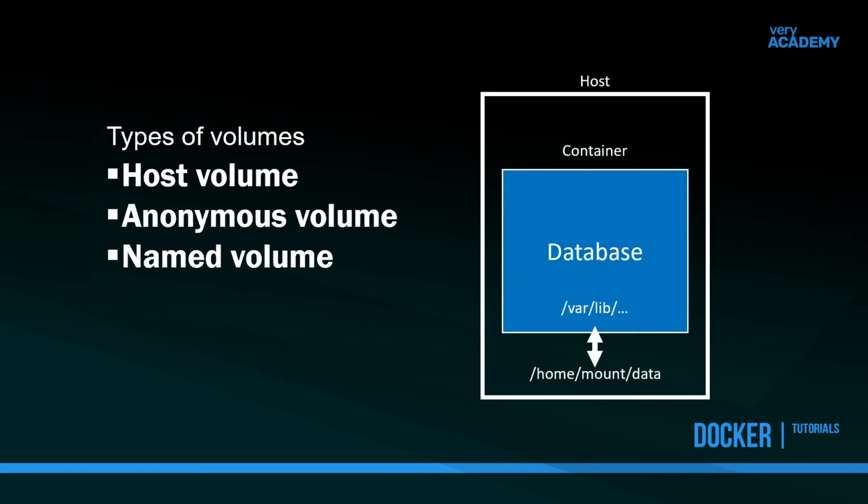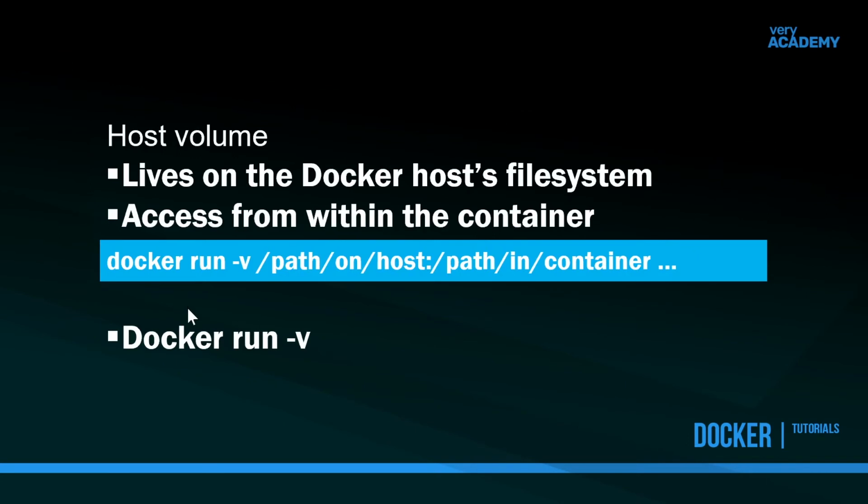So we can think of three different types of volumes in Docker: a host volume, anonymous volume, and named volume. The general case is that we utilize named volumes in Docker. So let's just have a look at some of these different options. Between the three different types of volumes, there are some subtle differences.